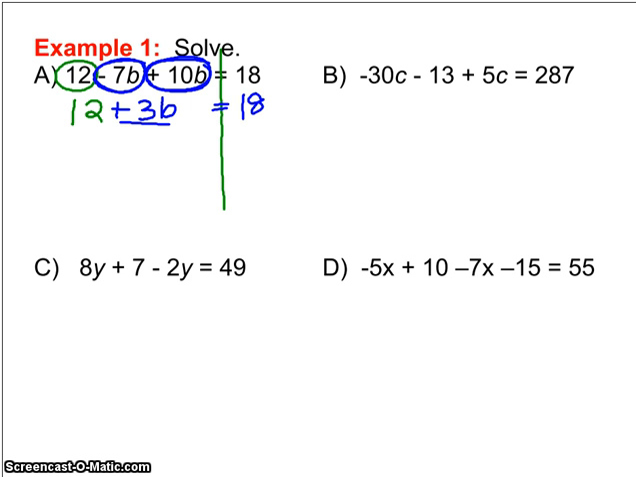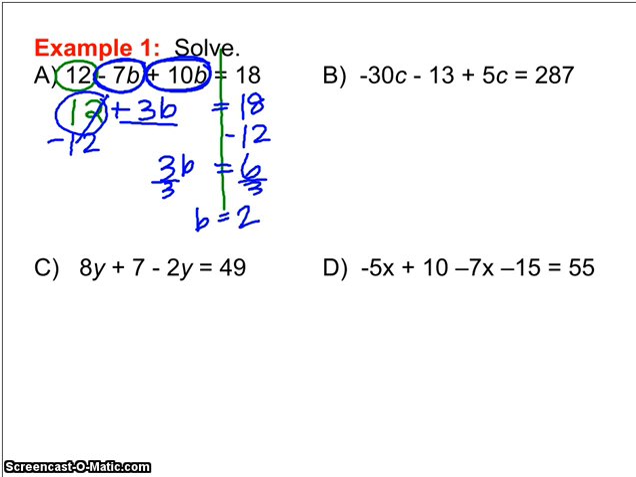Again, here's my term with my variable, so I'm going to save that for the end. I've got to get rid of this 12. Looking in front of the 12, it's a positive 12, so I am going to subtract 12 from both sides, and I'm left with 3 times b equals 6. To get b alone, divide both sides by 3, and b ends up equaling 2.